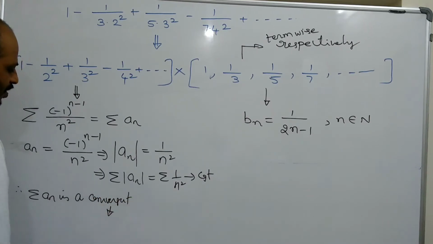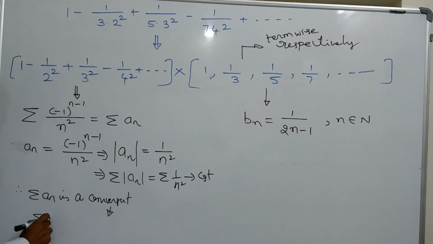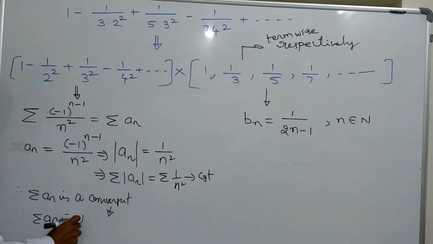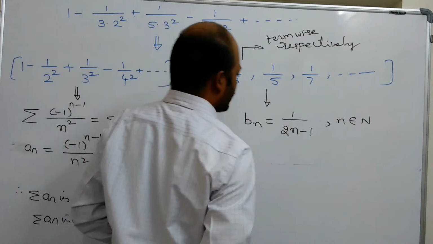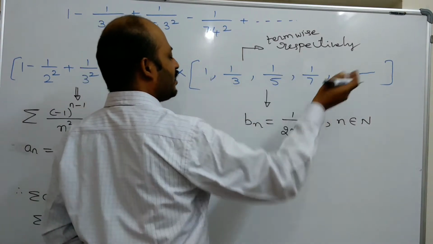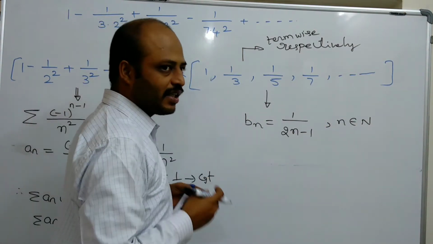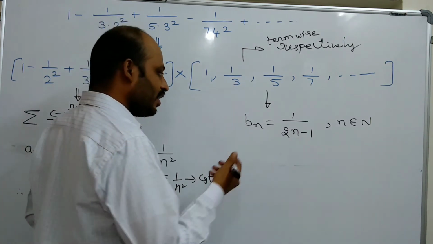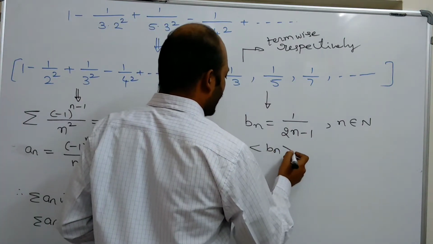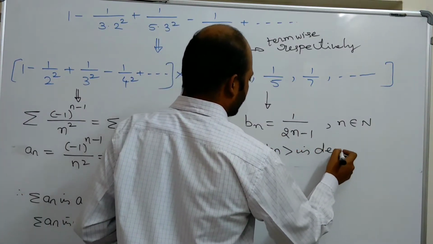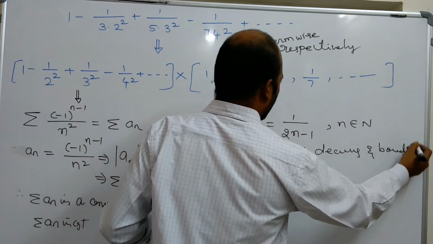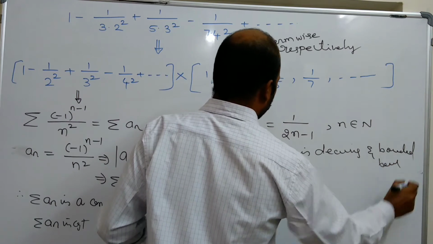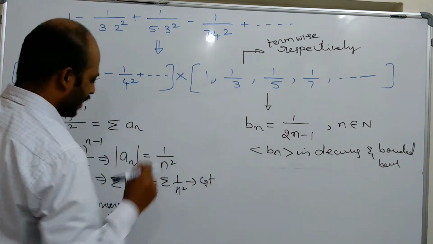We need the convergent series, so trivially, summation an is convergent. It is very clear. And bn, by seeing the terms, is clearly decreasing. Bn is decreasing and also bounded below. So the sequence is bounded and decreasing.